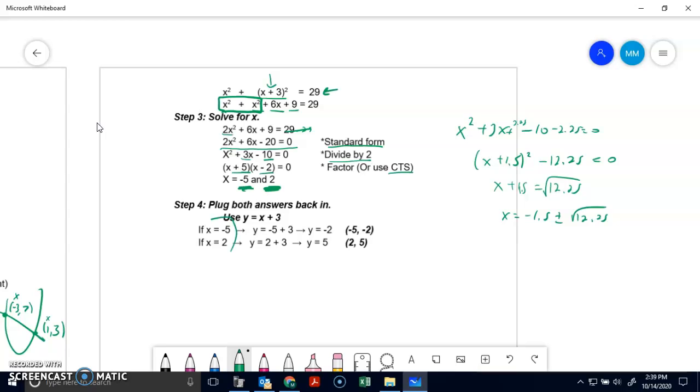So since I have those two x values, I need the corresponding y values. So I plug those back in and use this one. It's easier. Plug those in for x to get the corresponding y's. And here are the 2 points where the circle and the line intersect.